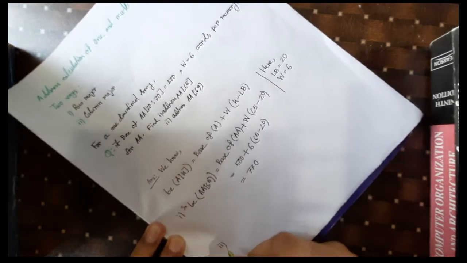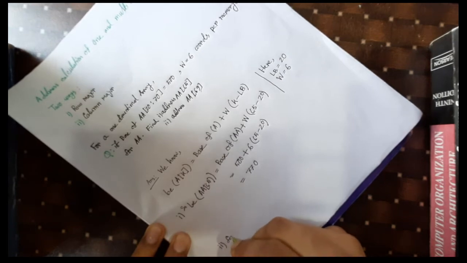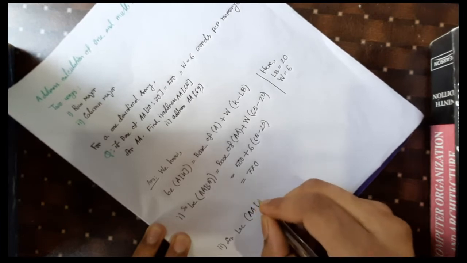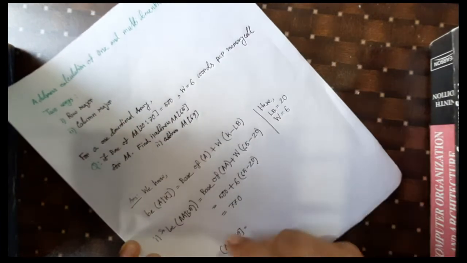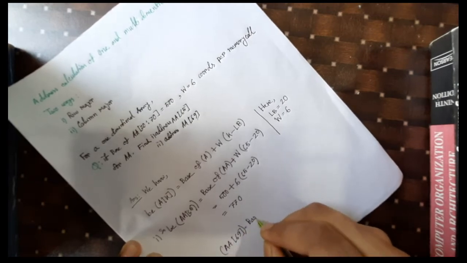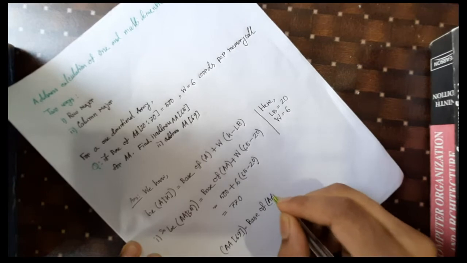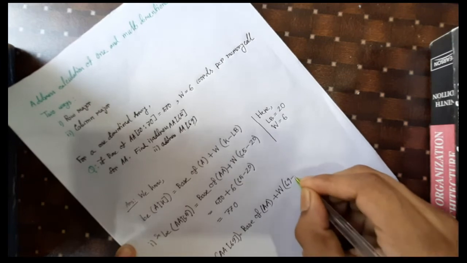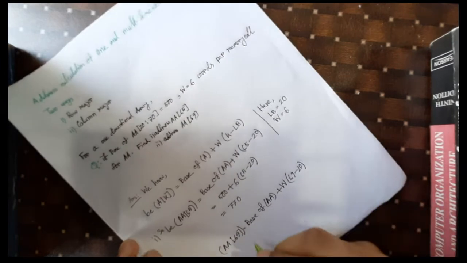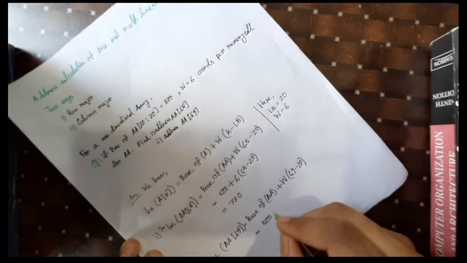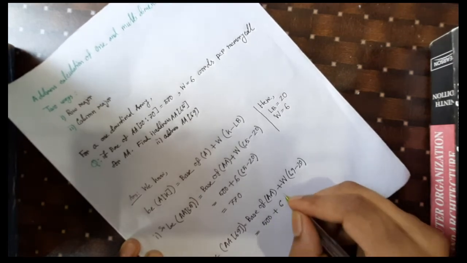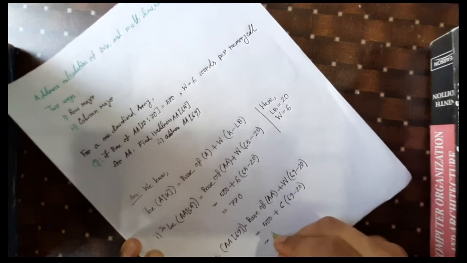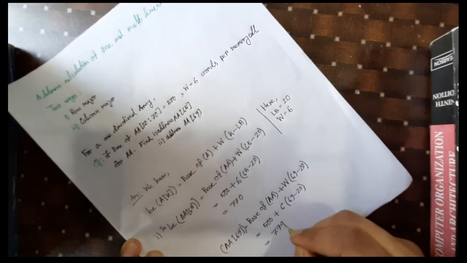Again, for the location of array A69, base of array plus word per cell times 69 minus lower bound 20. Okay, 500 plus 6 times 69 minus 20. After calculation, we will get 794.